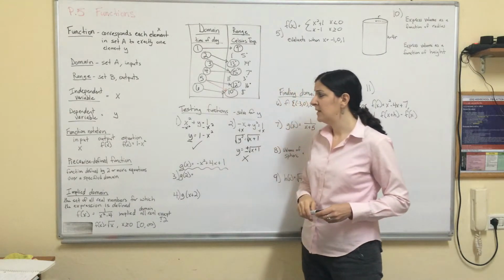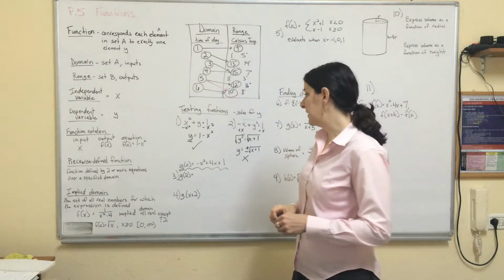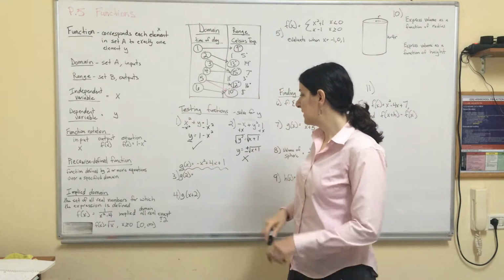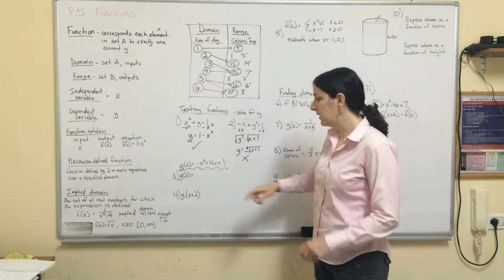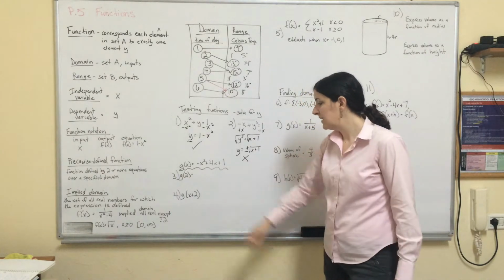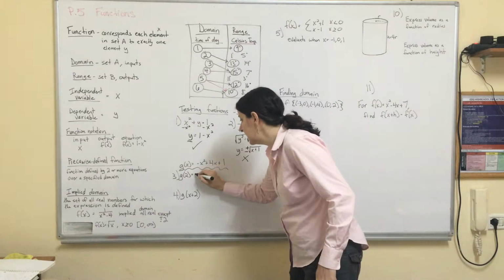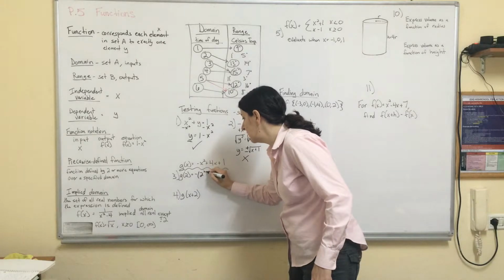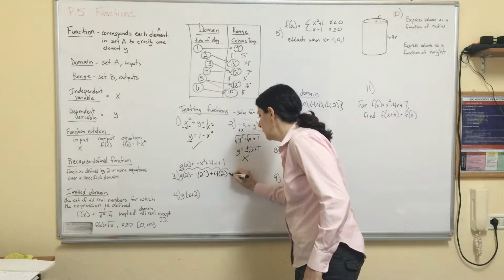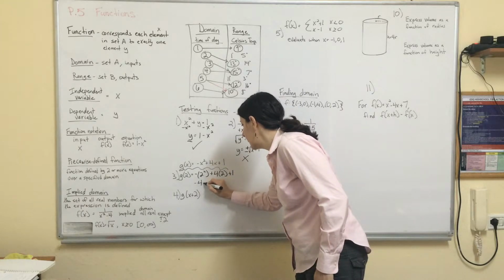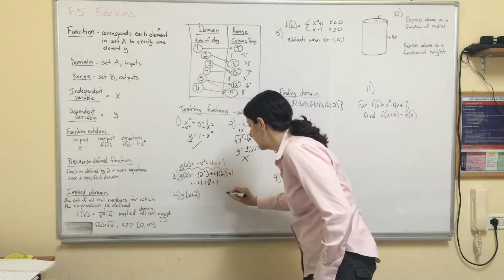If you want to plug a value in, and this should be review from what we've done in functions, say they give you g of x equals negative x squared plus 4x plus 1, and they want you to solve for g of 2 and g of x plus 2. We just plug in a 2 wherever we see x. So we have negative 2 squared plus 4 times 2 plus 1. So we have negative 4 plus 8 plus 1.